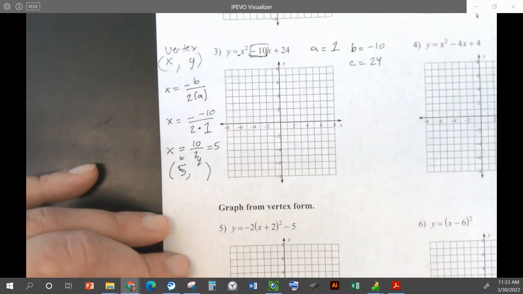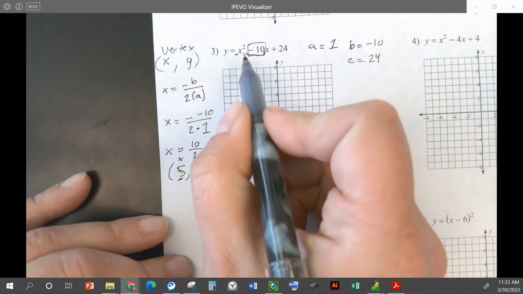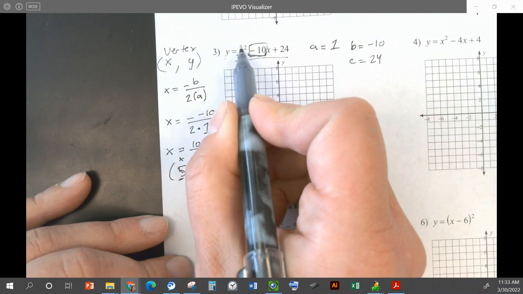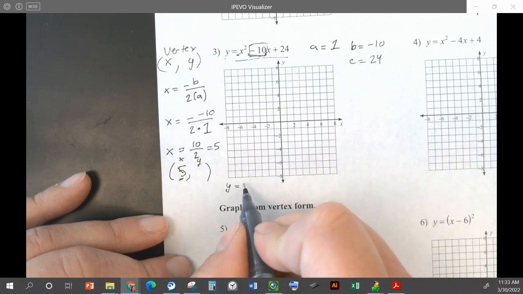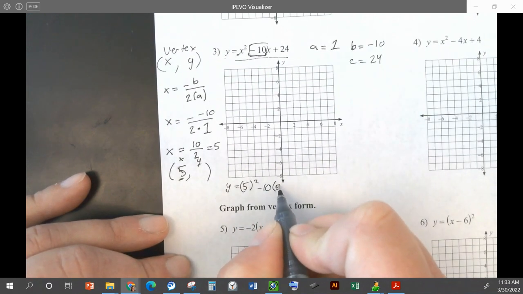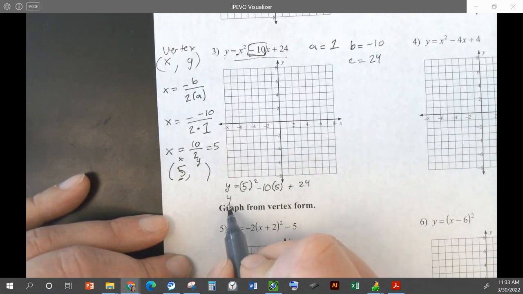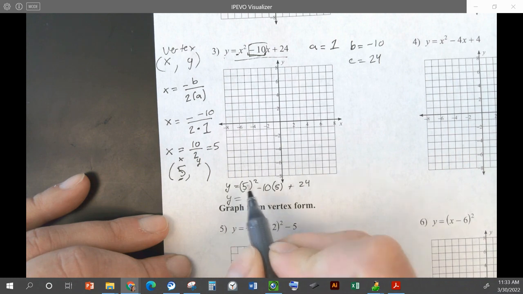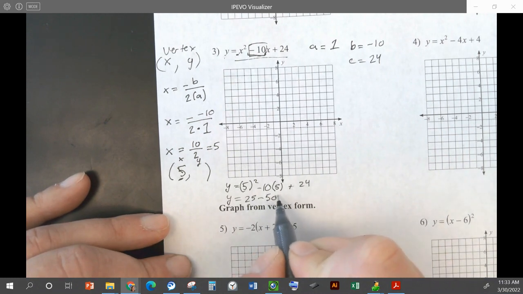Now we need the y coordinate. How do we find the y coordinate of the vertex if we have the x coordinate? Good, we put this x coordinate into our equation. This tells us y is related to x. So y is, instead of writing x, I'm going to write 5. y is 5 squared minus 10 times 5 plus 24. Then we just have to simplify this. So what's 5 times 5? Good, 25. Minus what's 10 times 5? Good. And then plus 24.